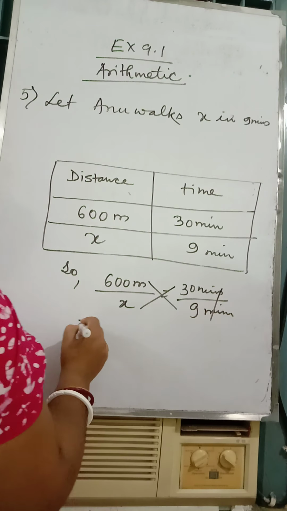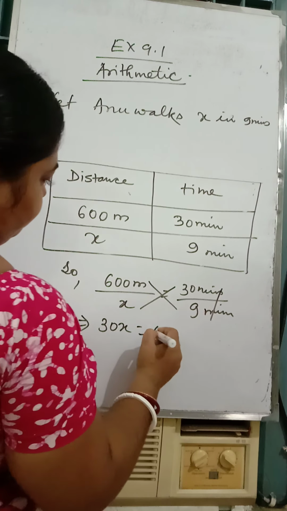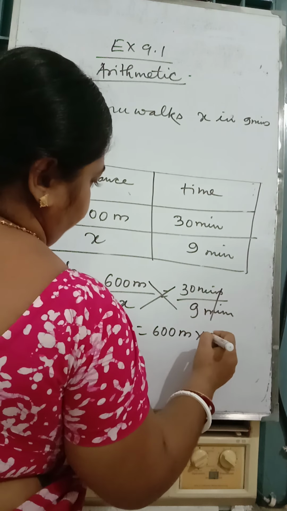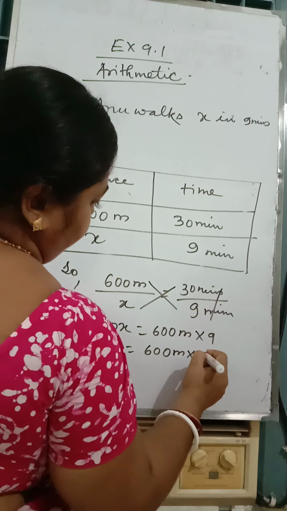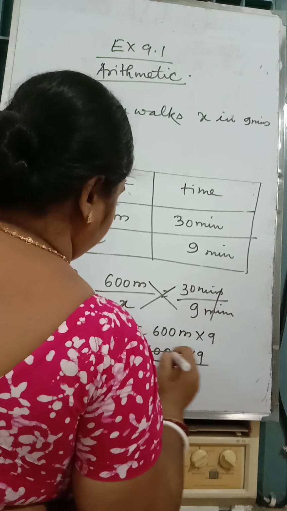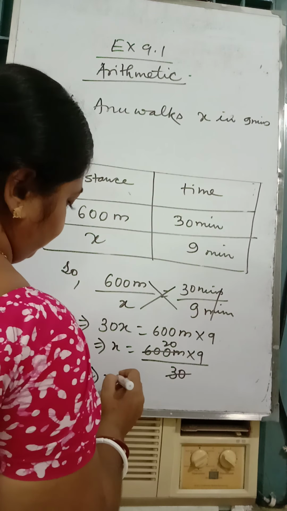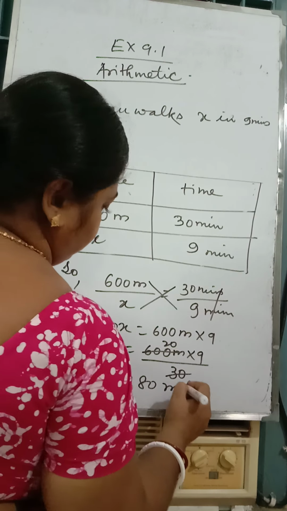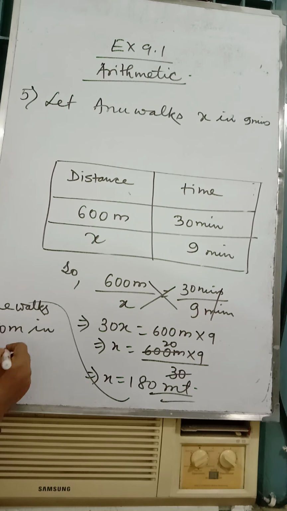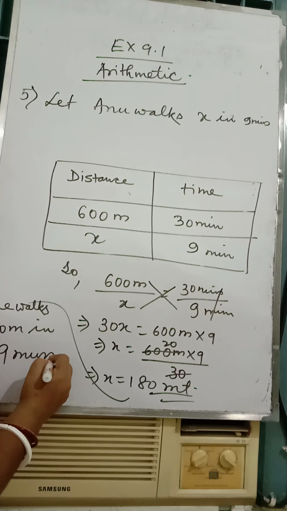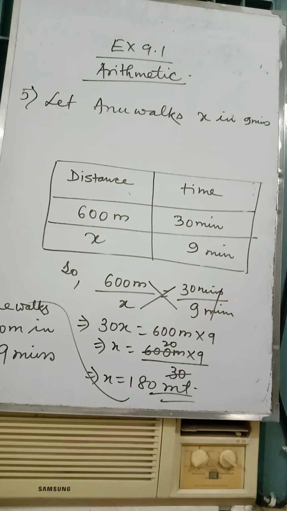Go for the cross multiplication. 30x is equal to 600 meters into 9, or x is equal to 600 meters into 9 by 30. X is equal to 180 meters. She walks 180 meters in 9 minutes. Okay, it was question number 5.